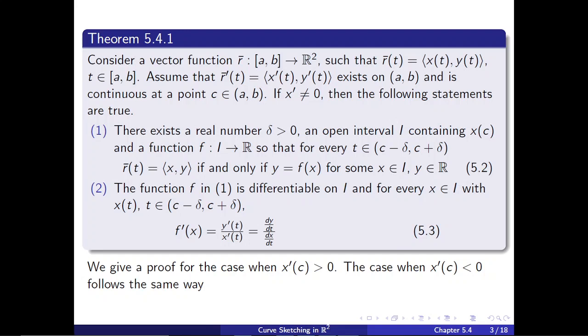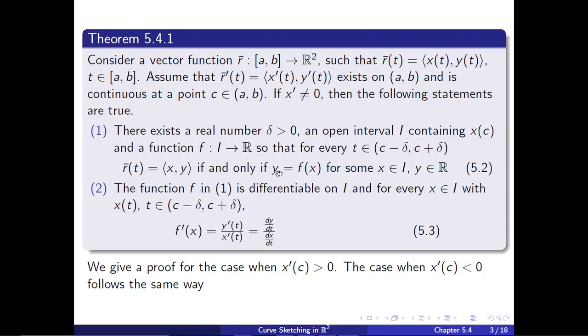So we are going to prove this result. So what is it saying? It's saying that if you have got an r of t given by that, and you know that the derivative of r exists on the open interval, and that the function is continuous at a point C. Now if x prime is not equal to 0, so if the derivative is not equal to 0, then you can always find this function that is differentiable on I, and it's equal to r of t.